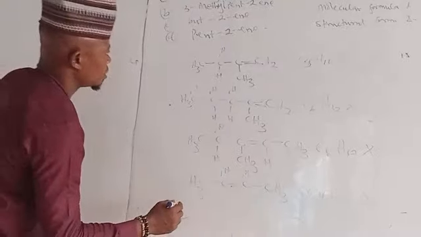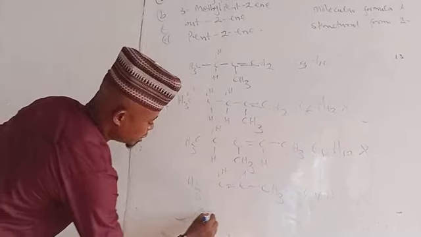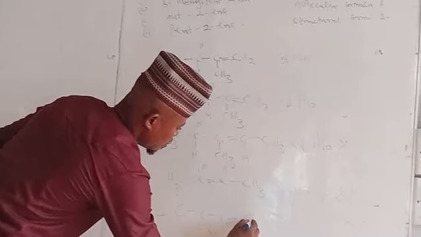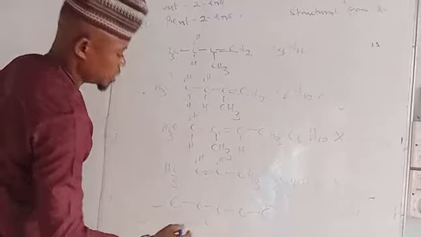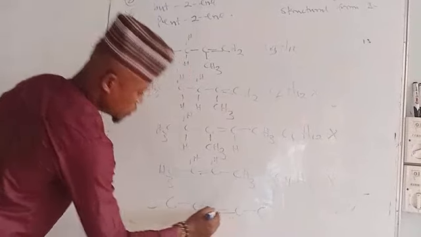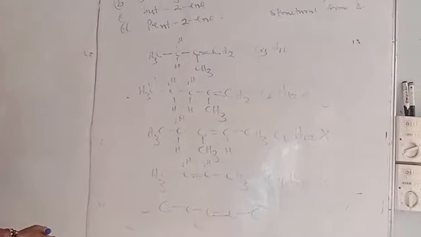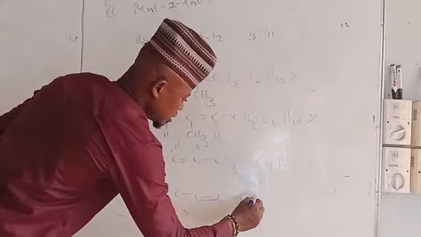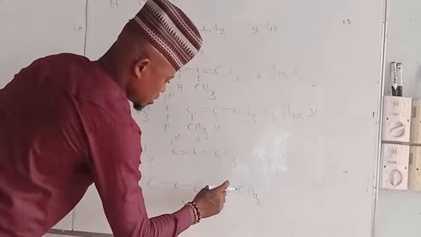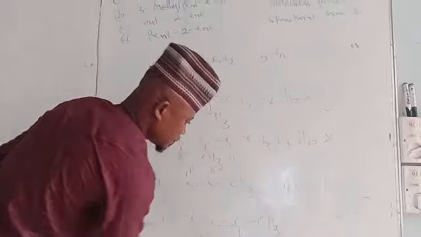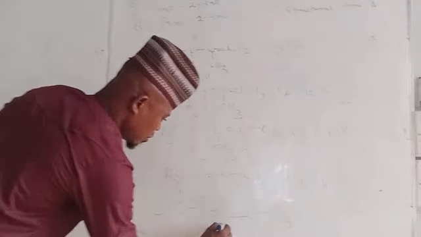Pent-2-ene. We're going to have 1, 2, 3, 4, 5. The double bond is on carbon number 2. So that is the pent-2-ene now. So we'll fill the rest with hydrogen. 1, 2, 3. It needs 1 more bond. 1, 2, 3. It needs 1 more bond.